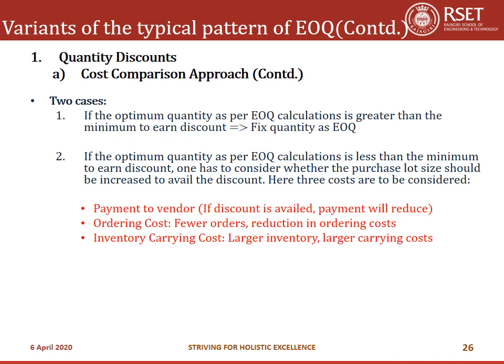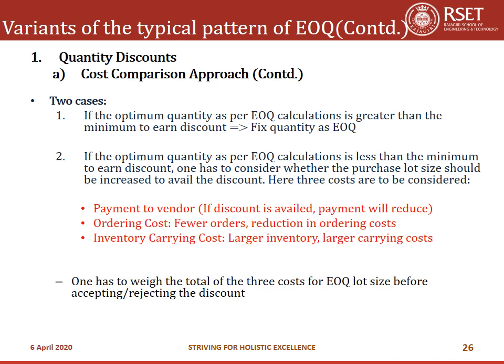So all these 3 should run through your mind when the vendor is smiling at you and telling you that he'll give you a 50% discount. You should think and decide whether you should stick to your EOQ or whether you want to avail the discount and procure a little bit extra. So one has to weigh the total of 3 costs for EOQ lot size before actually accepting or rejecting the discount. So basically, this is what happens. This is a variation that happens to your economic order quantity calculation. You calculate everything as per the ideal case, but you go there and you see that they're giving you discounts. Your calculation topples over.